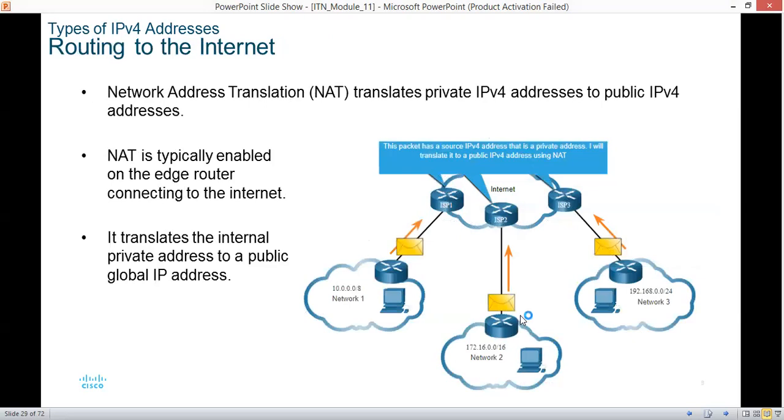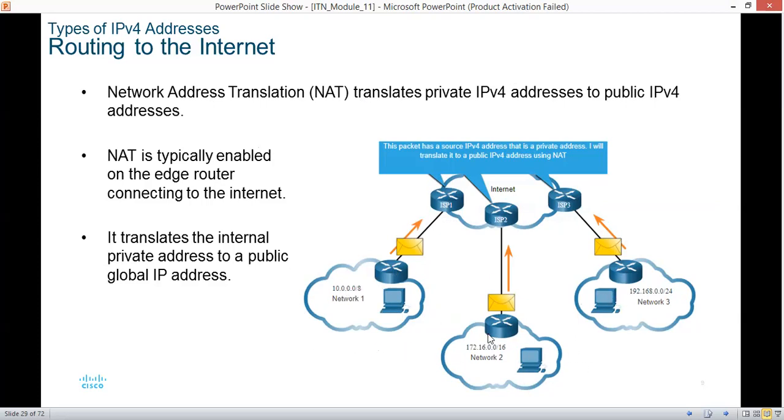So most of the IP addresses you see, like if you look at this connection here, routing to the internet, you see we're using the network address translation, which is NAT, to address the public IPv4 address. So NAT is typically enabled on the edge router. So within your intranet, you're using the private IP address as mentioned.